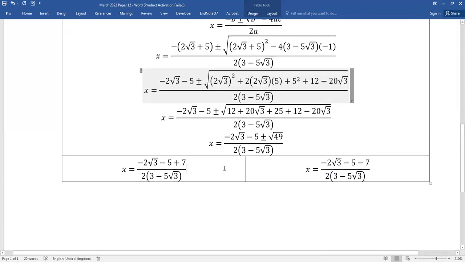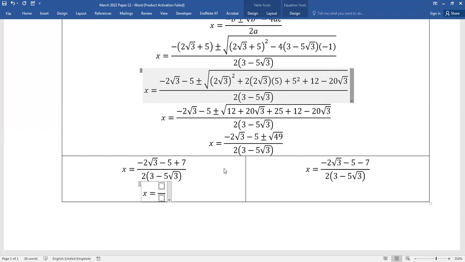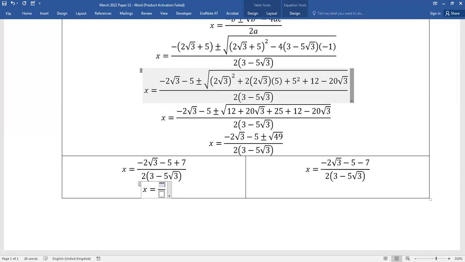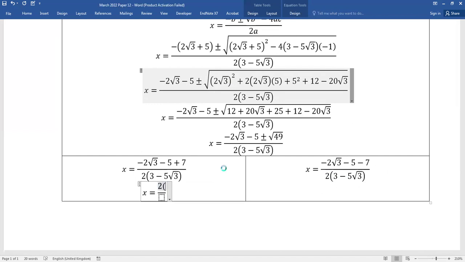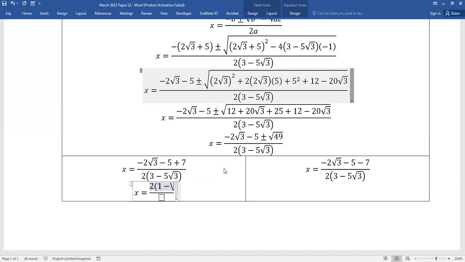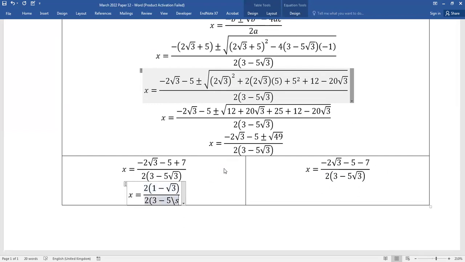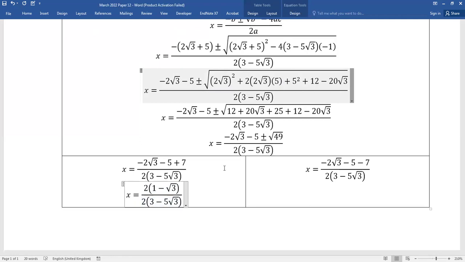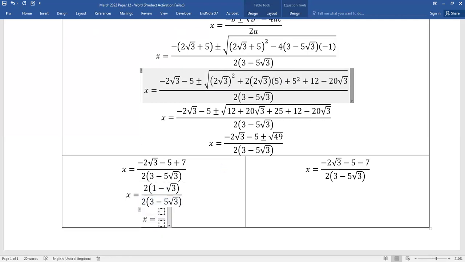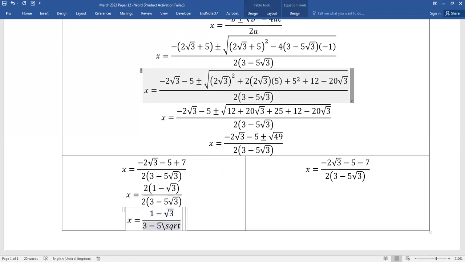Okay. Now we simplify, and what do we get? Minus 2, we take common. And we are left with minus square root of 3 plus 1. Then I write this as 1 minus square root of 3, into 3 minus 5 square root. So let's just solve one of these first. 2 and 2 cancel, okay, and I get 1 minus square root of 3 over 3 minus 5 square root of 3. Now what do we do?